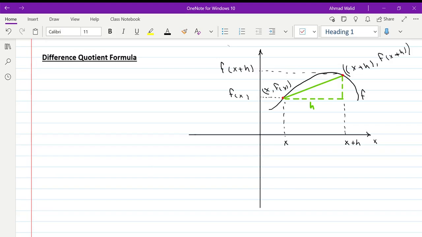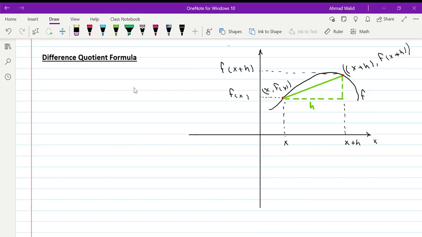Hello all, let's discuss part 2 of 3.3. Still we are in section 3.3, correct? It's 3.3 still, but the last part of 3.3. In the last part of 3.3, we will discuss the difference quotient formula.